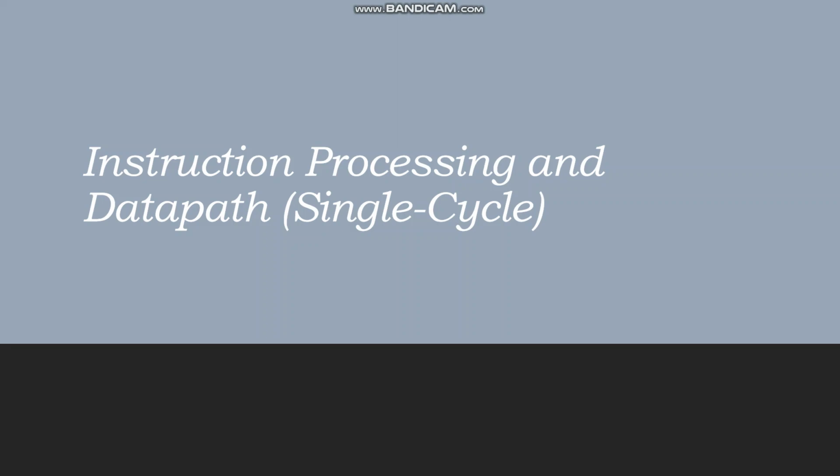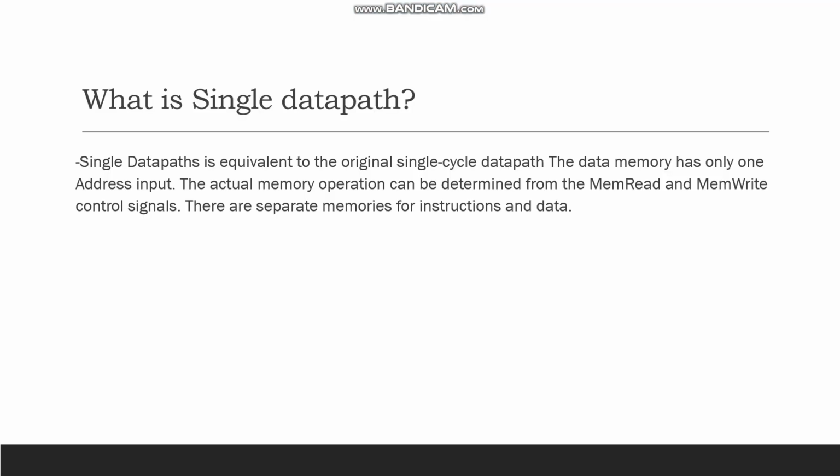Instruction processing and data path: single cycle. What is a single data path? A single data path is equivalent to the original single cycle data path. The data memory has only one address input. The actual memory operation can be determined from the MemRead and MemWrite control signals. There are separate memories for instructions and data.